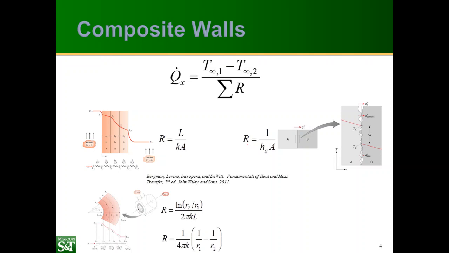And then if we solve the heat equation for cylindrical or spherical geometry, we find that these are the expressions for the conduction resistance in a cylinder or a sphere for each layer that we're looking at.